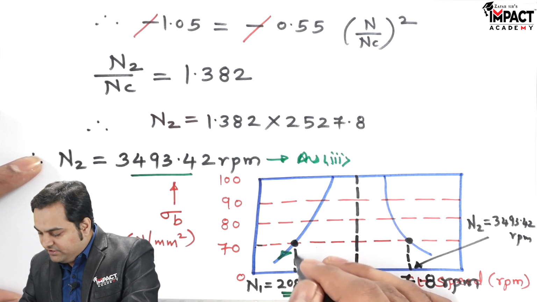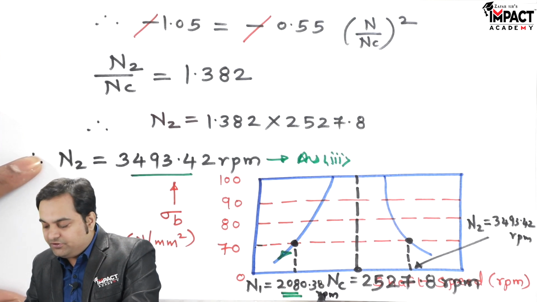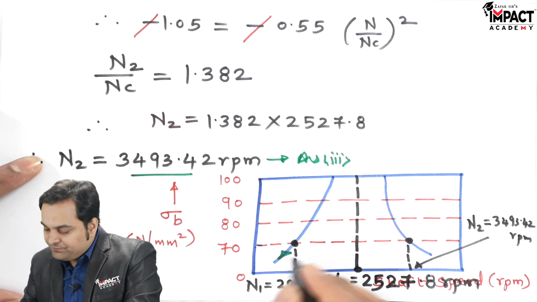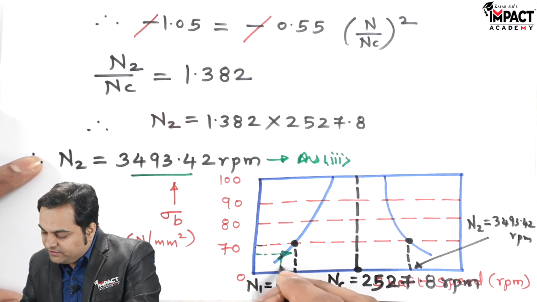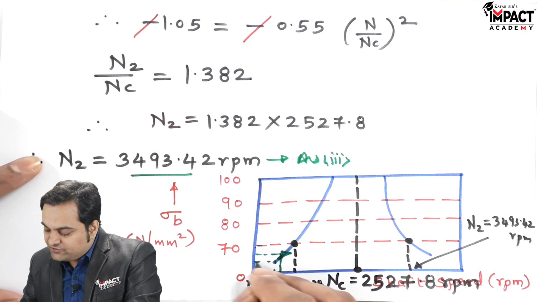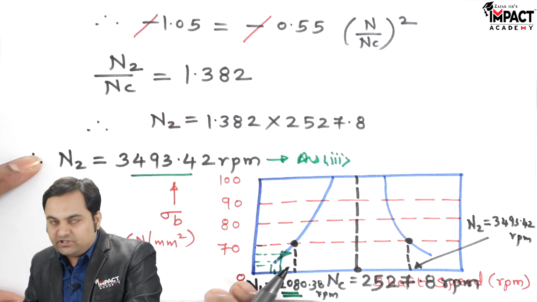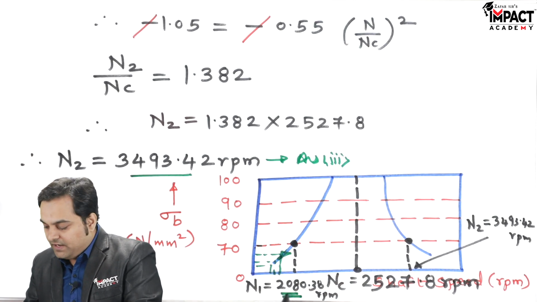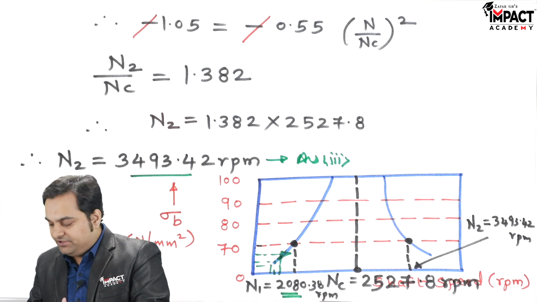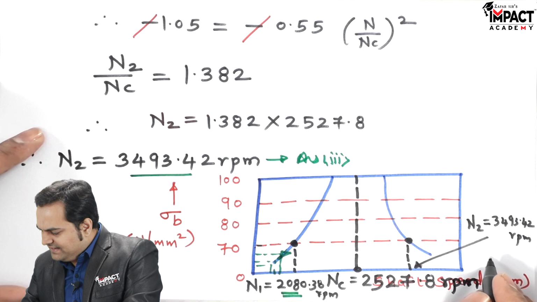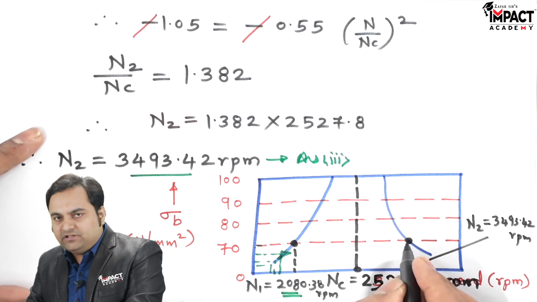It means we have a limiting speed of 2080.38 rpm, and anywhere in this region just below this speed we can operate the shaft, because that will give us the lesser value of stress. As we can see here, the stress is dropping with the speed, so the safe values would be up to 2080.38 rpm.